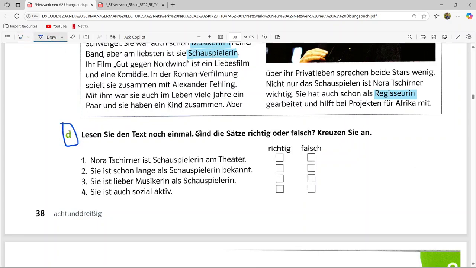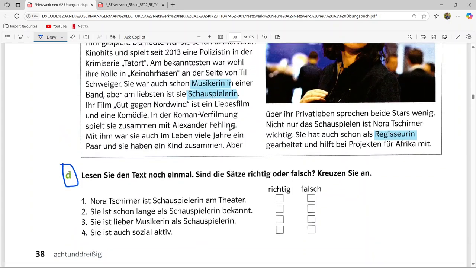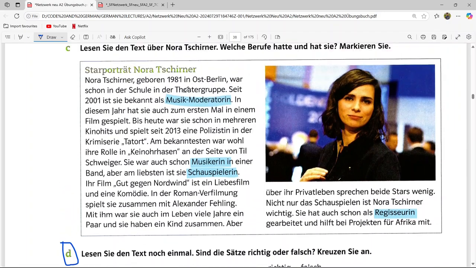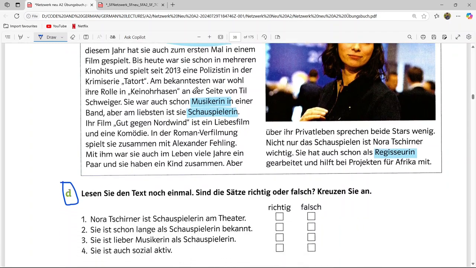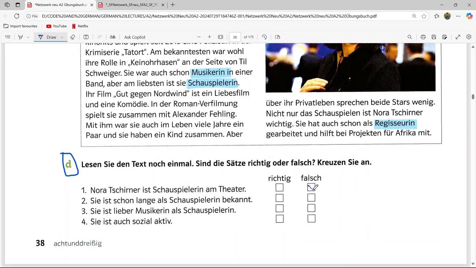Lesen Sie den Text noch einmal. Sind die Sätze richtig oder falsch? Kreuzen Sie an. Okay. So, Nora Schiner ist Schauspielerin am Theater? No. Why? Because she was in the theater for learning in school, not doing actress work in the theater. So it is falsch.